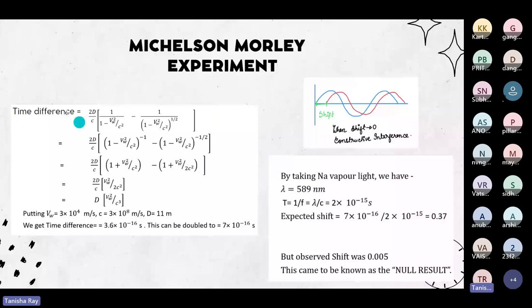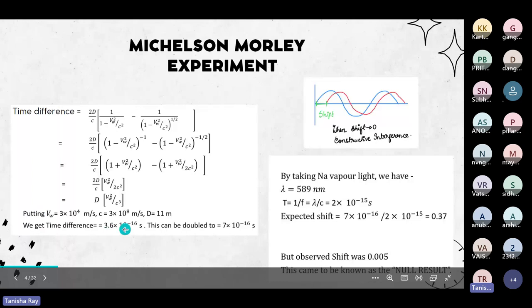Now, since I just explained to you what this ether wind is, by our reasoning, we know that the velocity of the ether wind will be equal in magnitude to the velocity of Earth's rotation. And it is therefore taken as 3 into 10 to the power 4 meters per second. Speed of light we already know. And d is the distance that they had kept between A and B for performing this experiment, which was equal to 11 meters. And then when we put all these values in this equation, we will get a time difference of the order of 10 to the power minus 16 seconds. Now, this is the theoretically calculated time difference that they were expecting after the experiment.